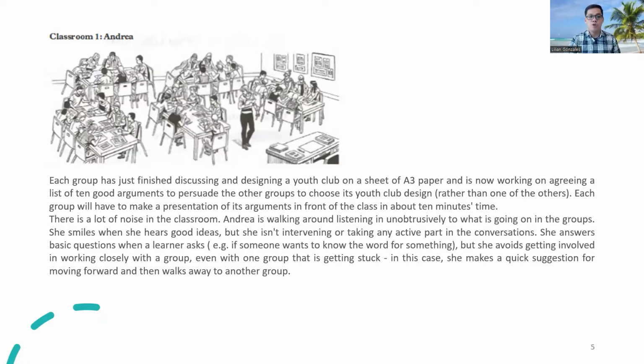So basically the whole class is designing a youth club. Each group will present the arguments in class for 10 minutes. There is a lot of noise in the classroom. Andrea, the teacher, is walking around, listening unobtrusively, meaning not interfering in the discussion of the groups. She smiles when she hears good ideas, but she isn't intervening or taking any active part in the conversations. She answers basic questions when a learner asks, but she avoids working closely with a group, even with one group that is getting stuck. She lets them do the task on their own. So that is the class of Andrea, the first example.